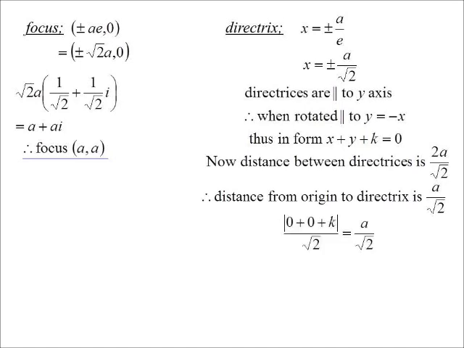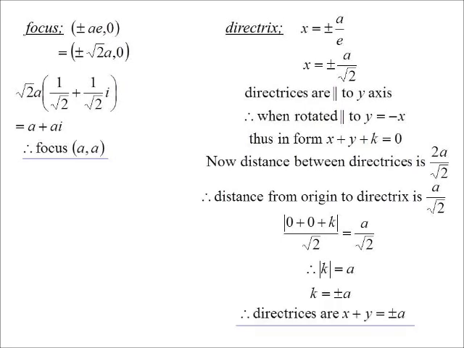So I'll use my perpendicular distance formula. I know the distance from the origin to our line x plus y plus some constant is the constant over the square root of 2, because remember it's over the square root of the coefficient of x squared plus the coefficient of y squared, so we get root 2. We know that distance is a root 2. Again, we end up with something really nice. We've just got the absolute value of k is equal to a plus or minus a. So our directrices are simply x plus y plus or minus a is equal to 0. So it works out really nice.